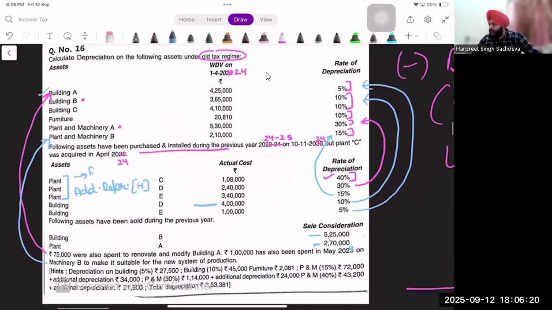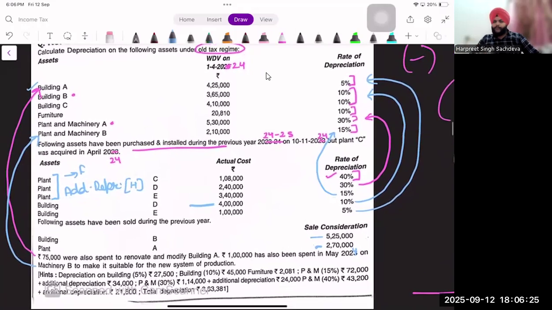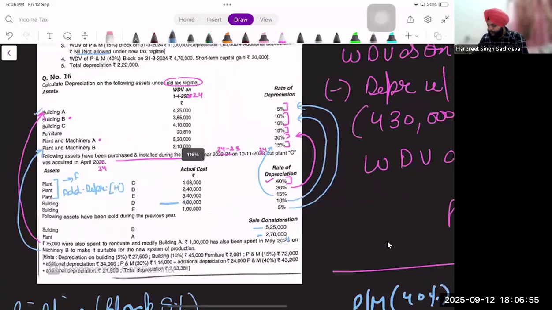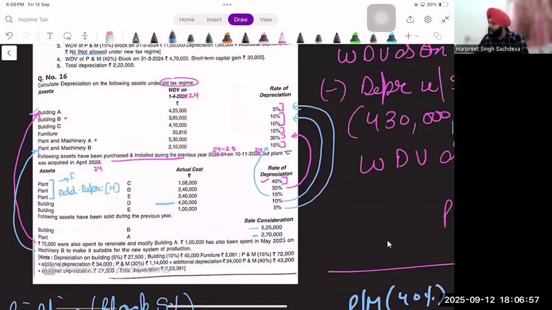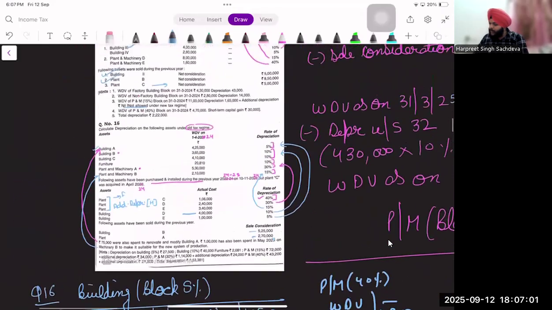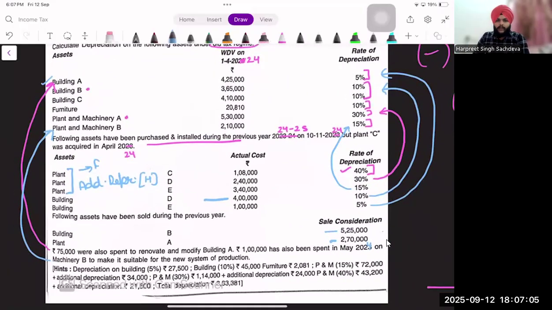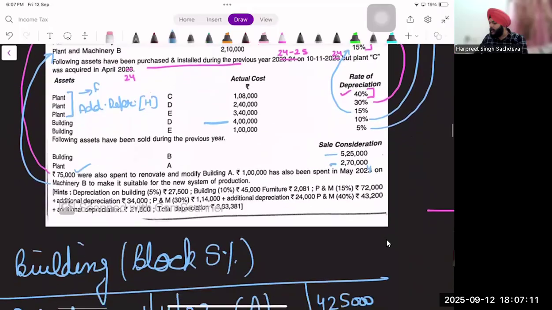So, any doubt in the question first? Any doubt in the marking or tracing? Then we'll continue about the solving. Just read Raja quick. So now, building block 5%. First of all, we'll solve building block 5%. Tell me the WDV of building block 5%, everyone. It's 4,25,000. Then any addition in that? Yes, sir. 75,000 was the addition in that.